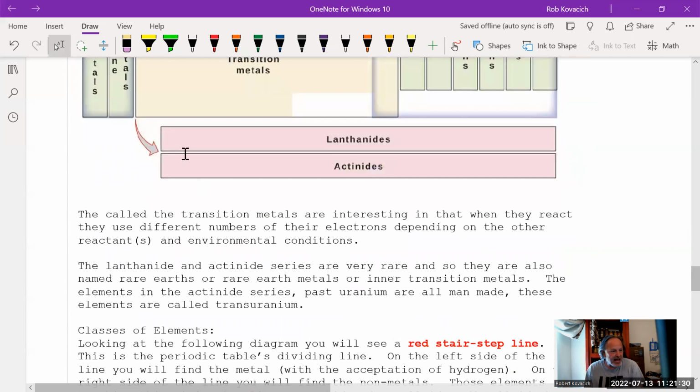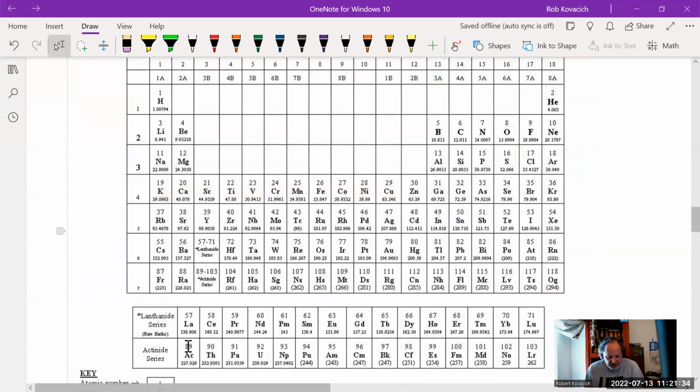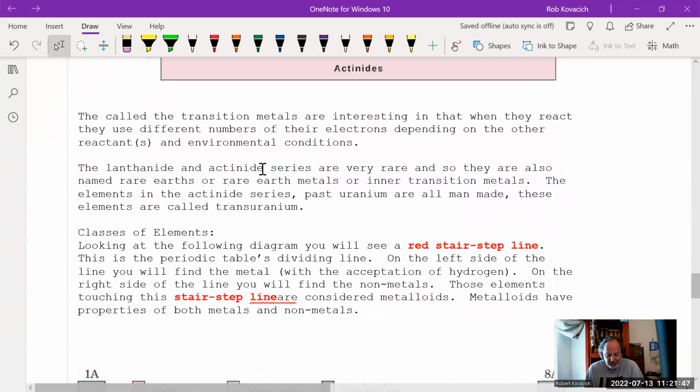The lanthanides and the actinides. So here's lanthanum and here's actinium. So that's why they're called those series, because it's the first element in that row. So they pull those apart. And there's a reason that they're at the bottom, and it's really just about convenience.